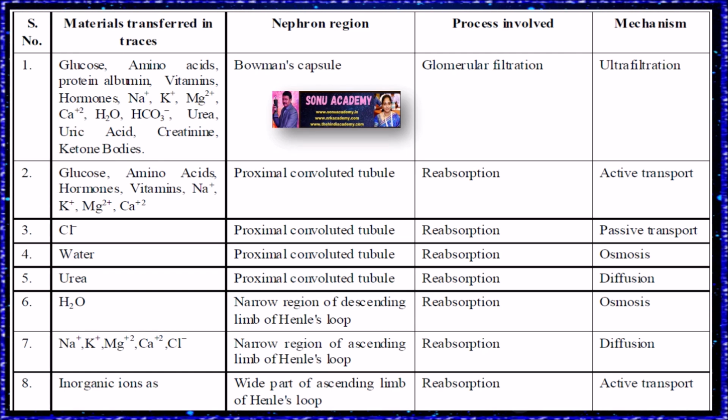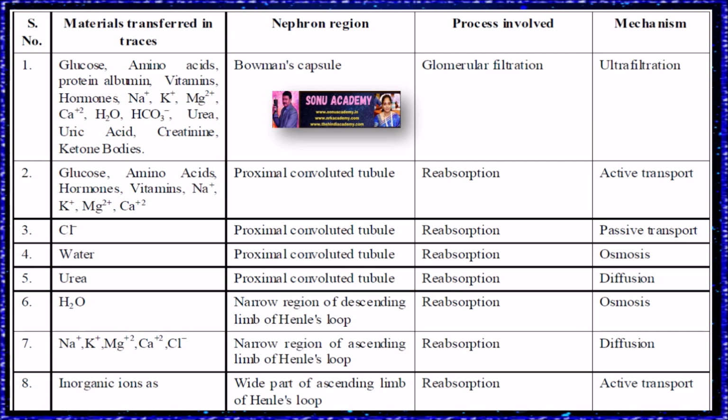Children, now let us discuss the summary of events occurring in a nephron. First we will look into the materials transferred, in traces, the nephron region, the process involved and the mechanism. The materials transferred in traces are glucose, amino acids, protein, albumin, vitamins, hormones, Na+, K+, Mg2+, Ca2+, H2O, HCO3-, urea, uric acid, creatinine and ketone bodies. These are transferred in the nephron region like Bowman's capsule, the process involved is glomerular filtration and the mechanism is ultrafiltration.